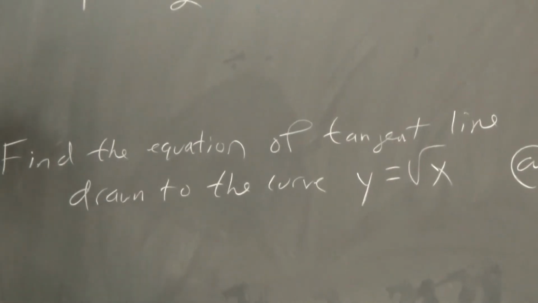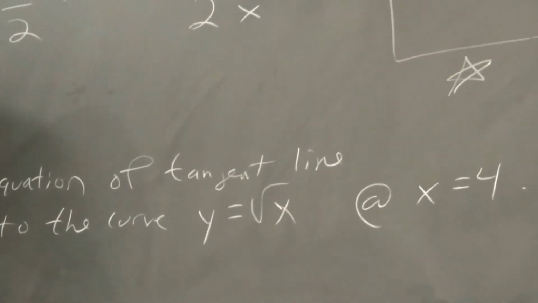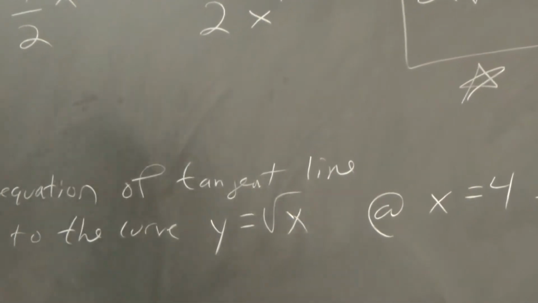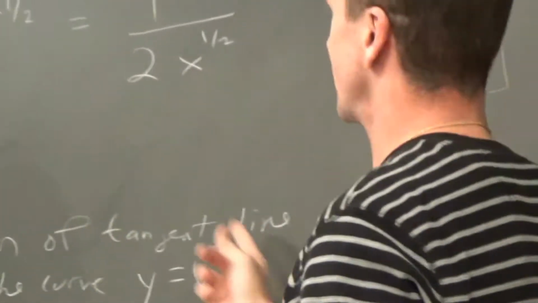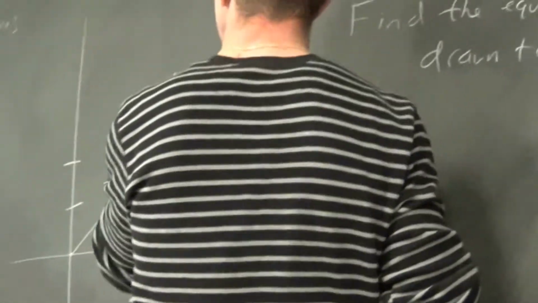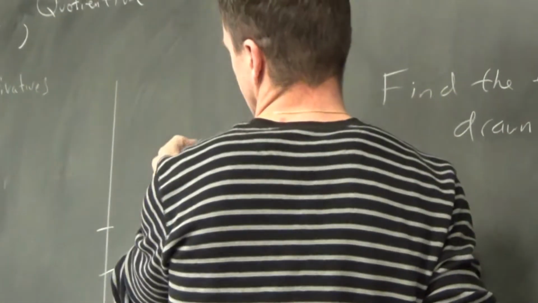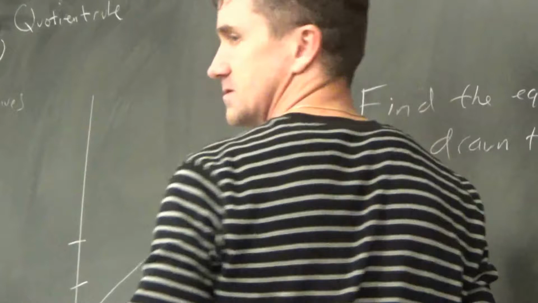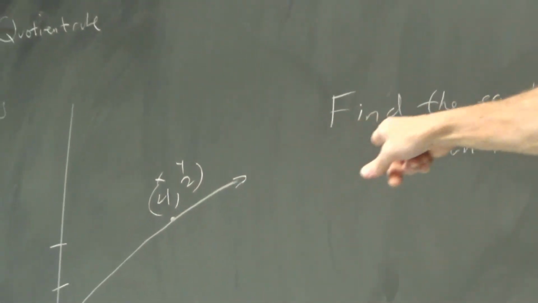First of all, how do you find the y value associated with that? You just plug in x. All right, good. You just plug in 4 into this. What's the square root of 4? 2. So your point is 4 comma 2. Right? That's x1, that's y1. You're trying to get the equation of the tangent line drawn to that curve.